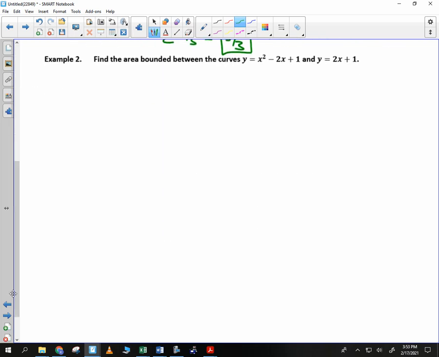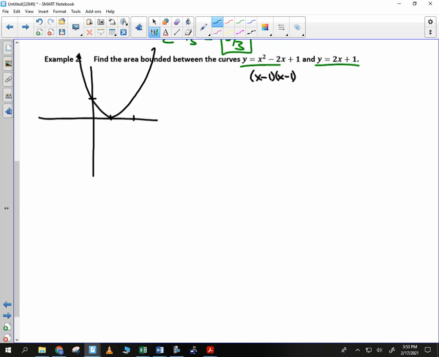Find the area bounded between these two curves. They don't give us any bounds. Well, let's sketch the graph and figure out the bounds. x squared minus 2x plus 1. I know that factors to x minus 1 times x minus 1. So therefore, I know that it's centered right at 1. It looks like that. And then 2x plus 1, it's going to go through 1, and it's got a slope of 2. So it's going to look something like that. It's going to cross way up there. So we'll try to bring those together.